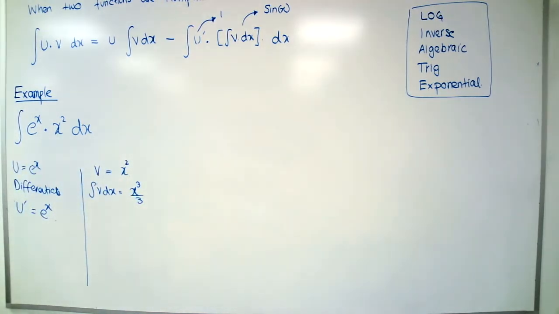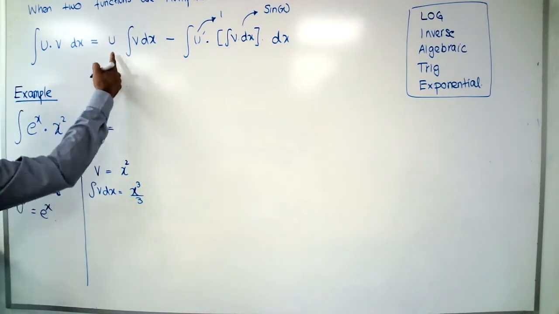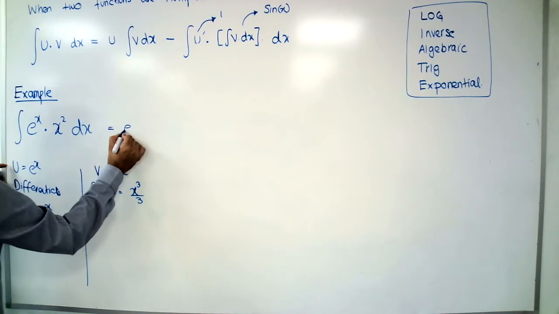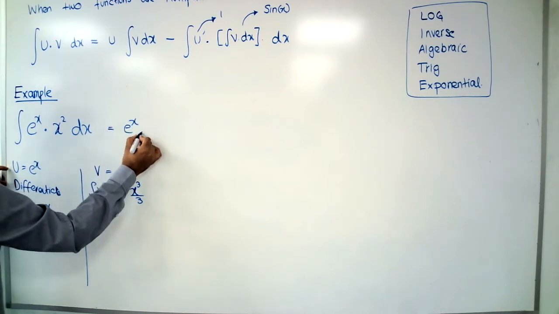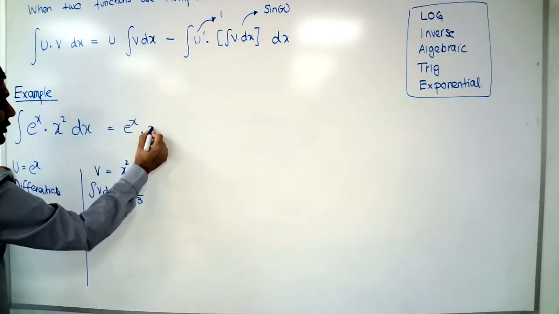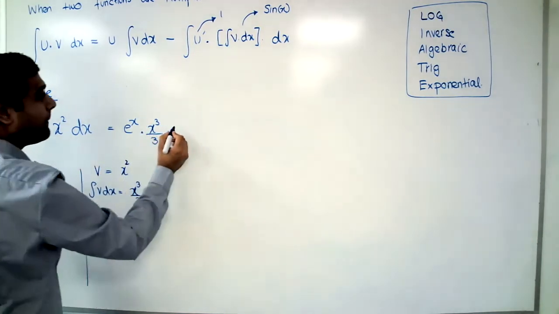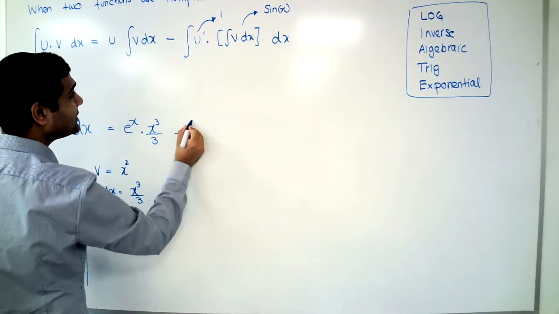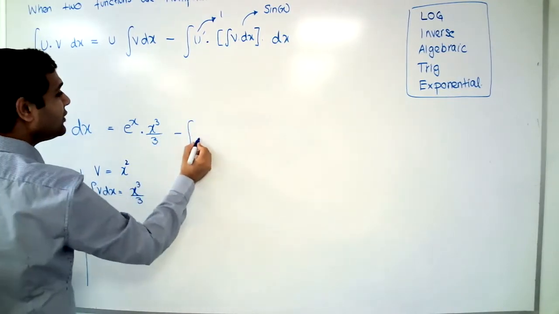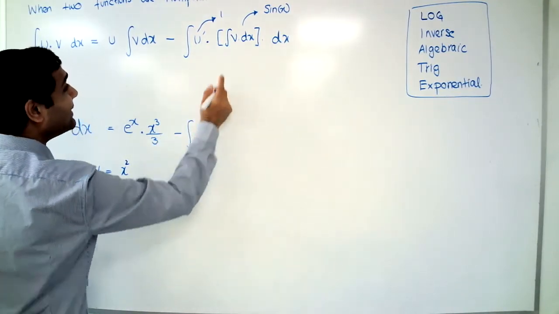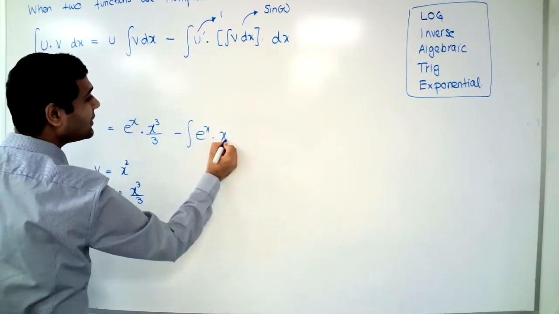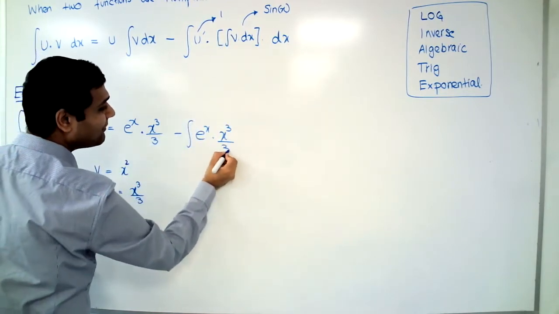Okay. Now, I will put that in here and see what happens. What's the u? E to the x, and this thing is x cubed over 3. Plus, no, sorry, minus. What was the u? E to the x, and this is how much? X cubed over 3.